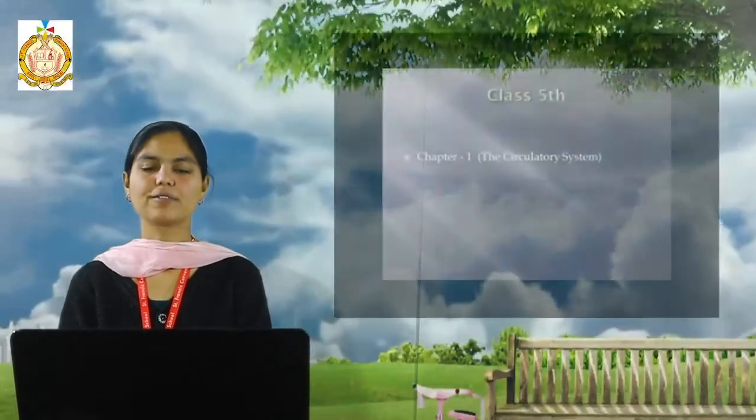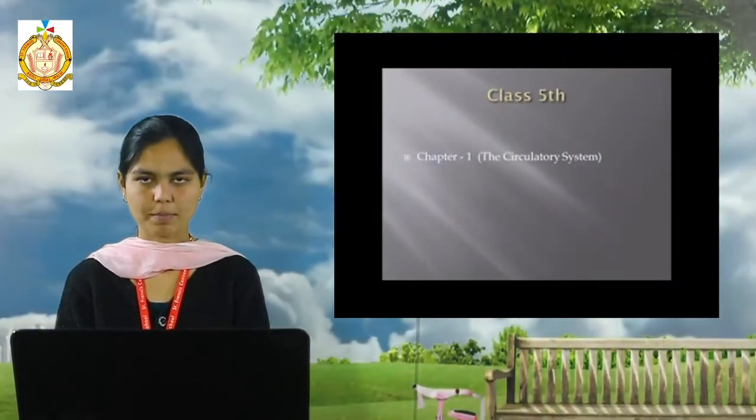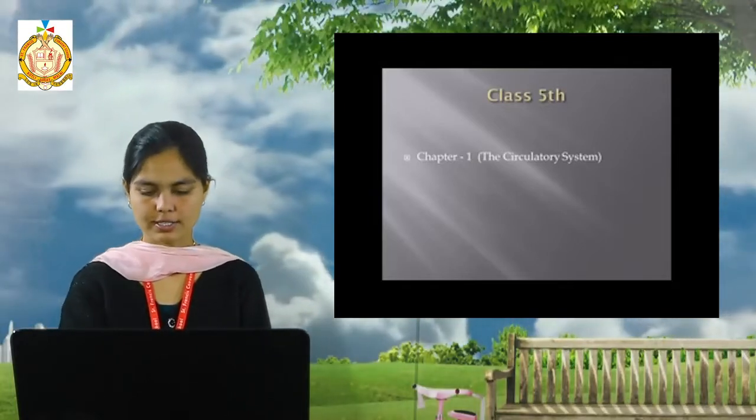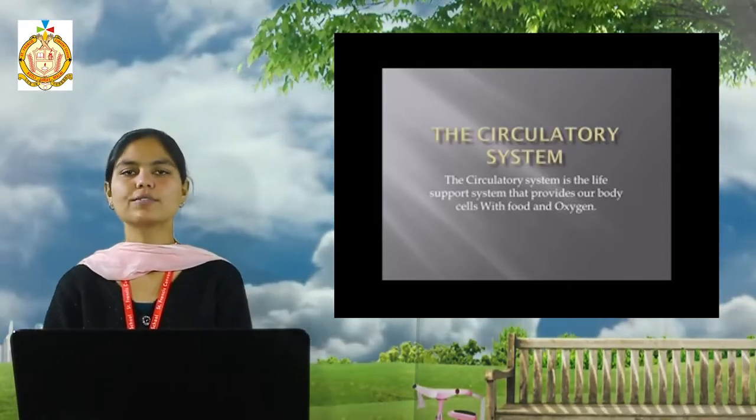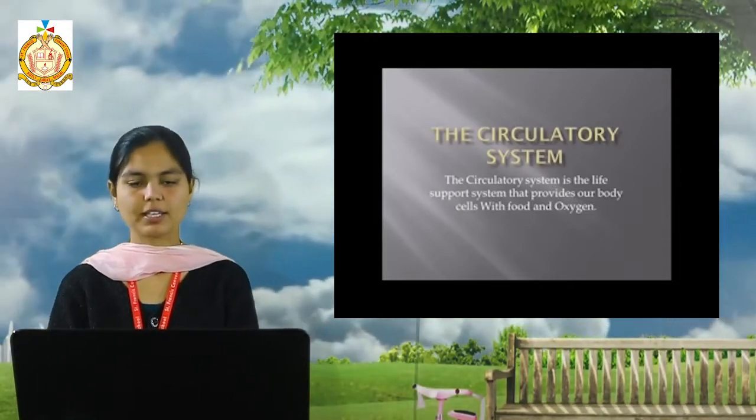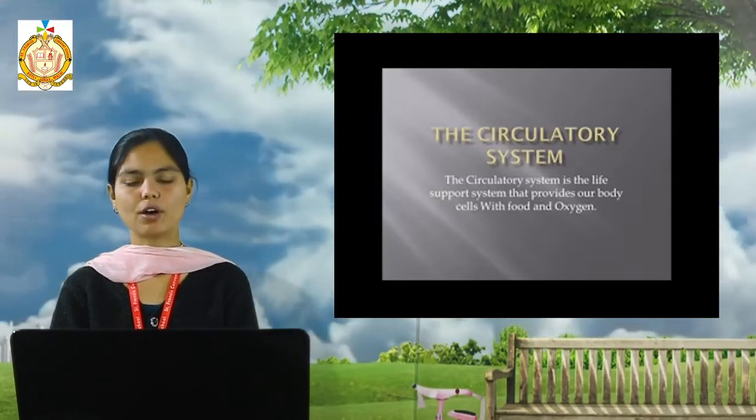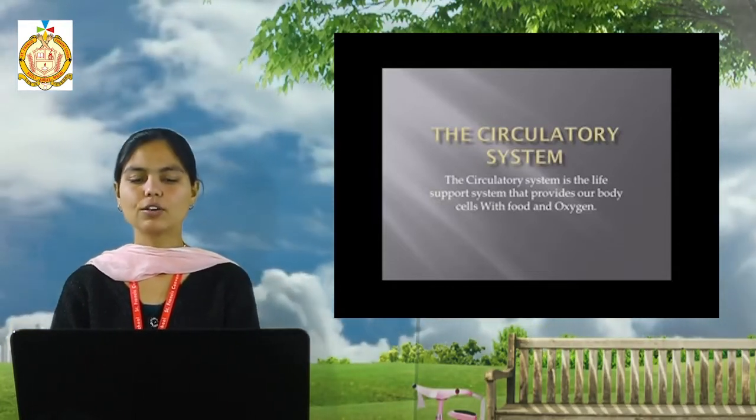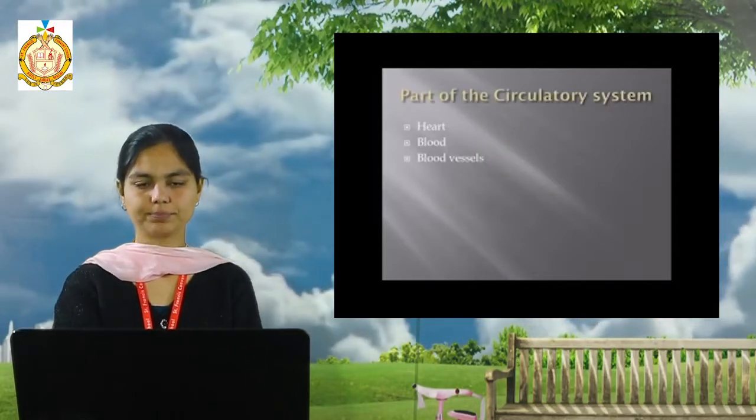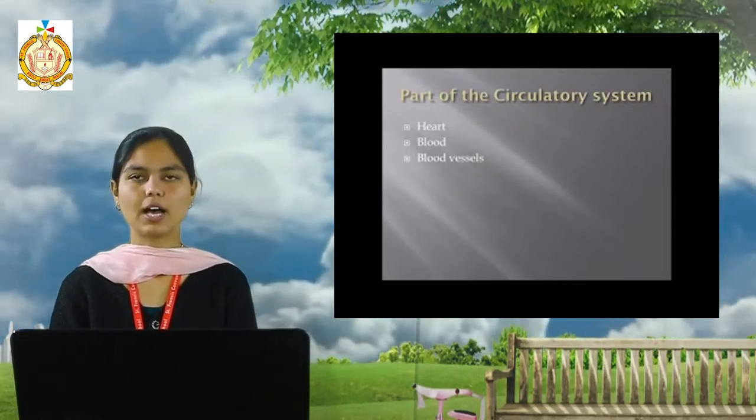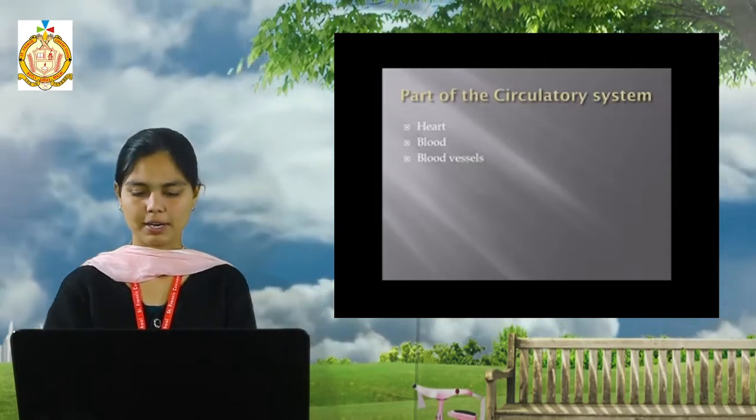Hello students, today we are going to start our next chapter of General Science, 5th class, chapter number 1, the circulatory system. The first question is, what is the circulatory system? The circulatory system is the life support system that provides our body cells with food and oxygen. There are three parts of the circulatory system: the heart, blood, and blood vessels.